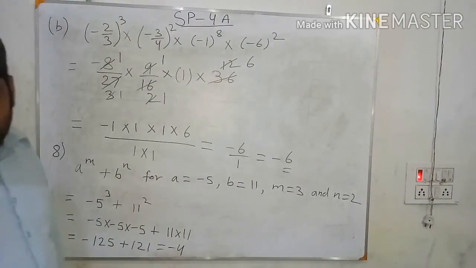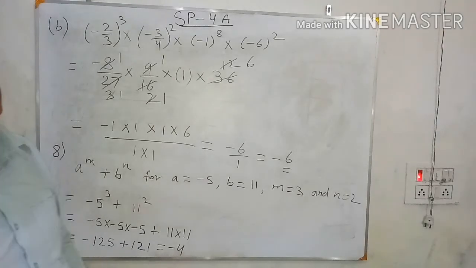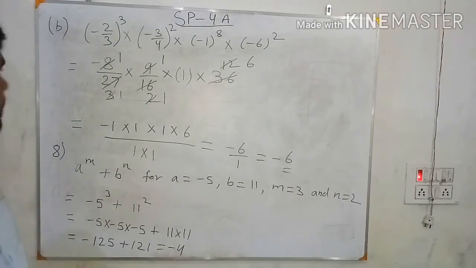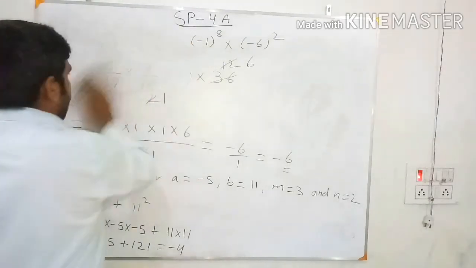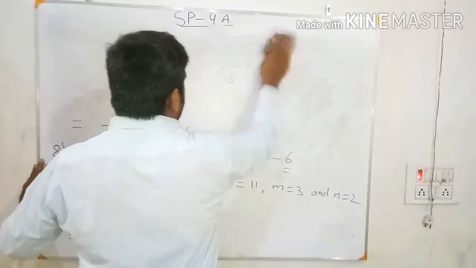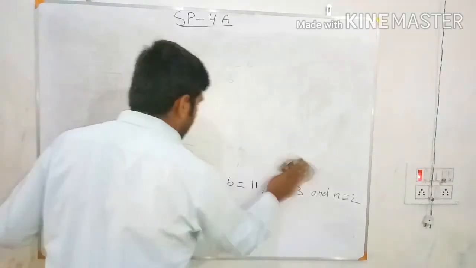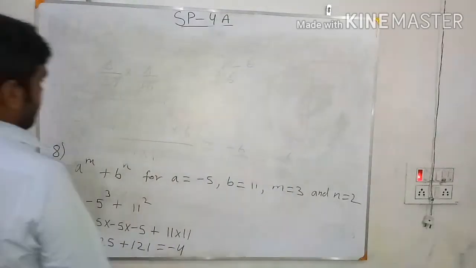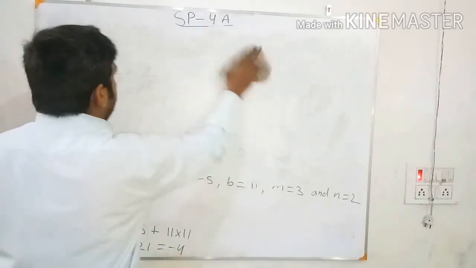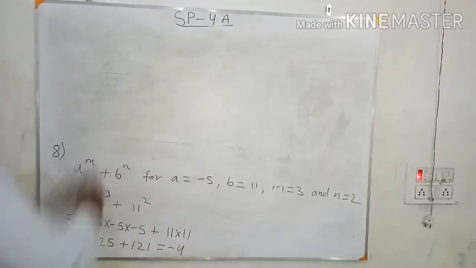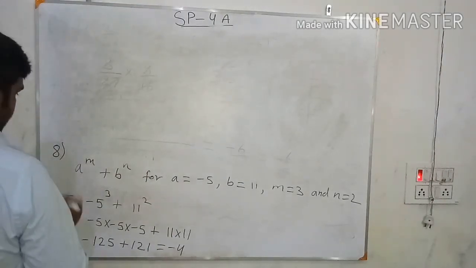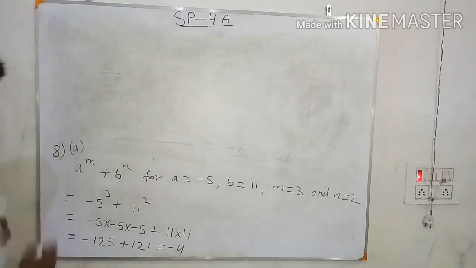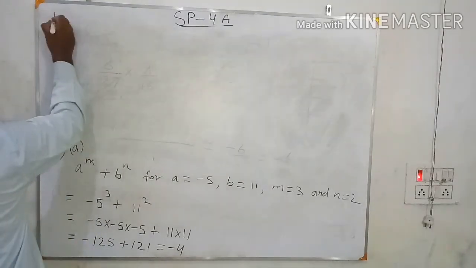Okay. So similarly, you have to do question number 8b also. 8b. So let me do that also. This is 8a. Now we are going to do the B part.